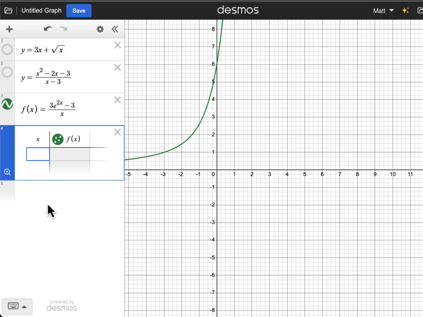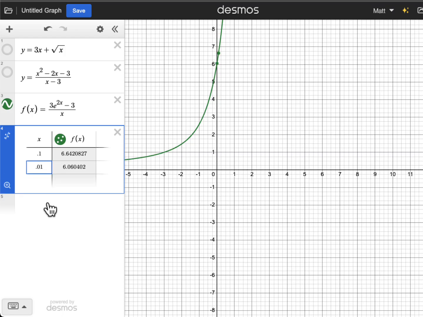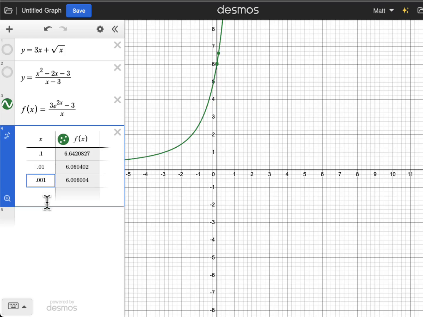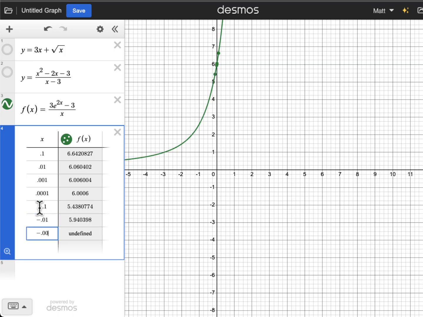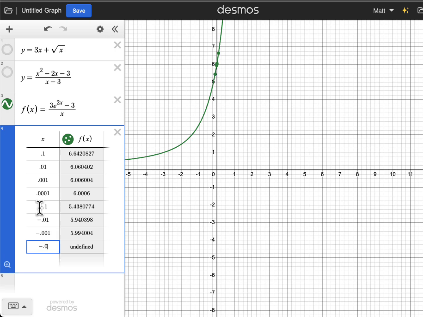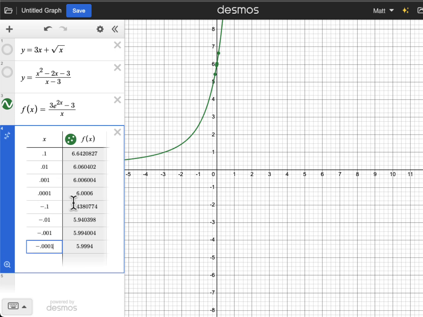And let's pick numbers close to 0 but above 0, such as 0.1. Now let's get closer to 0. 0.01. Now 0.001. Now 0.0001. And notice that the outputs are, in fact, getting closer to 6. Let's get close to 0, but from the left. So -0.1, -0.01, -0.001, and -0.0001. And you can see that the outputs are still getting closer to 6. So this table of points does seem to confirm that the limit is, in fact, 6.